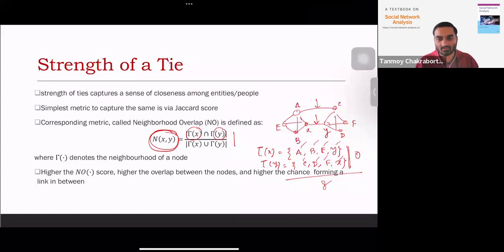You can also measure it in different ways. For example, you can say that the strength of a link can be indicated by the number of components that would be formed if you remove that link. This can be another way of defining the strength.